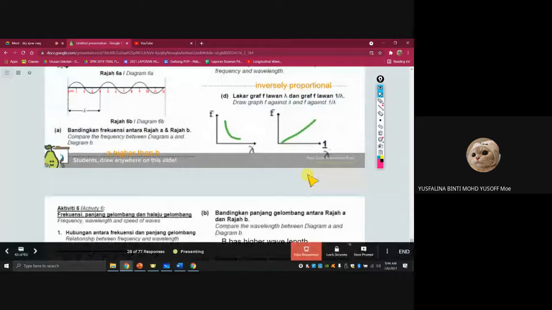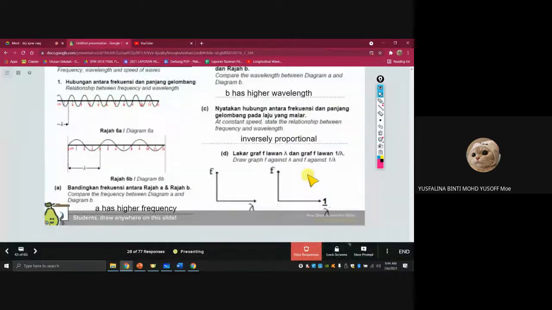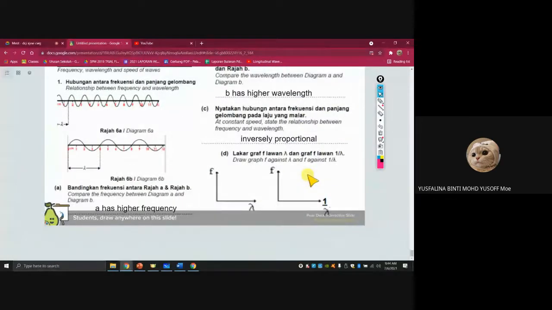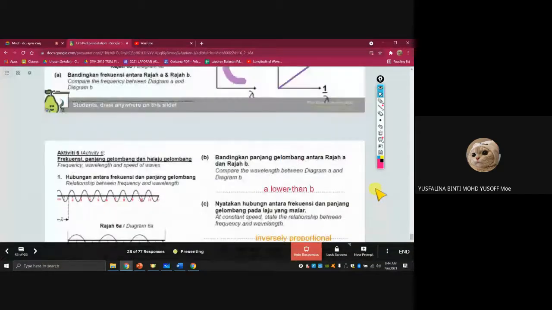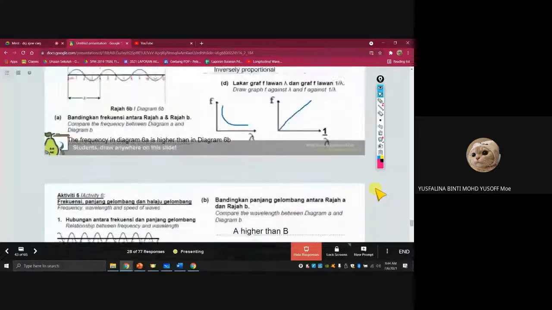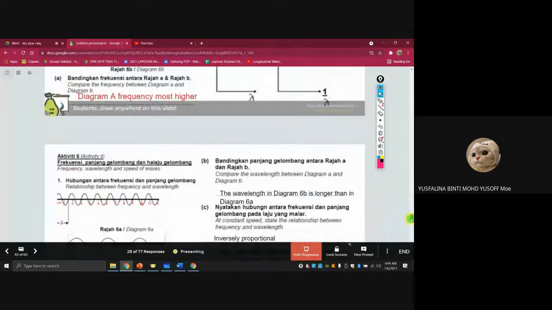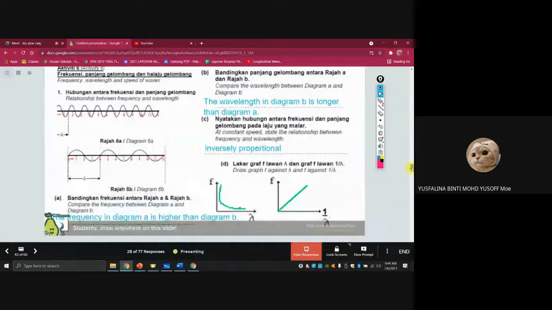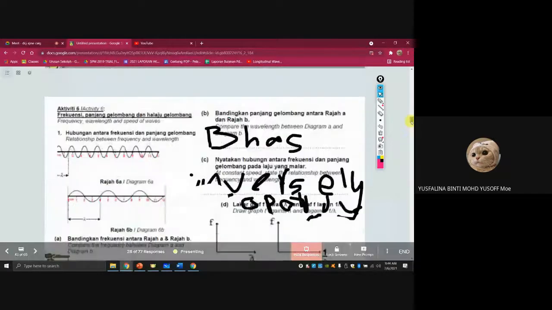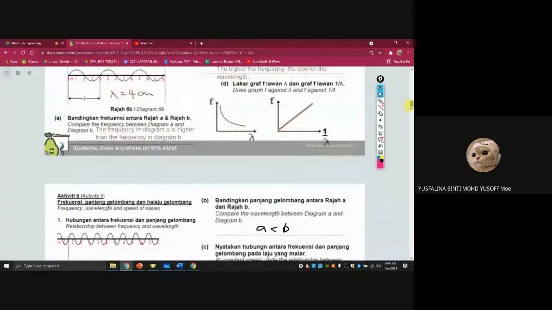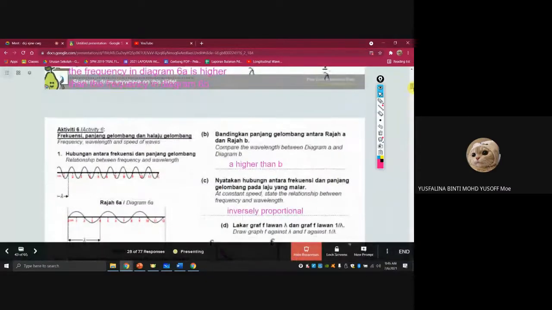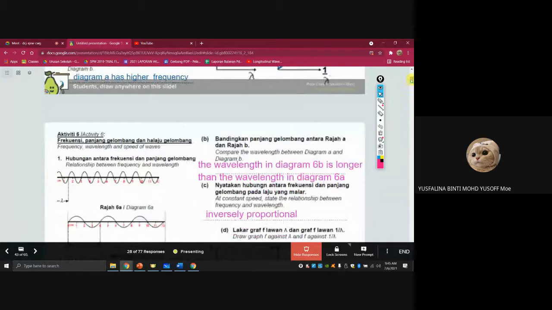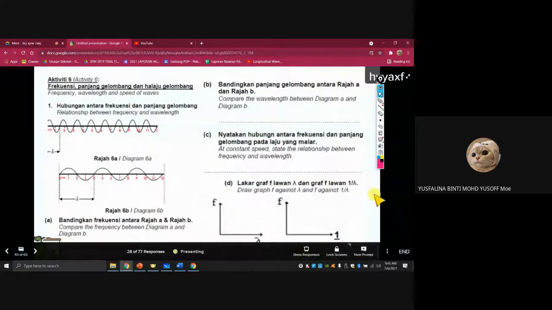A lower than B. Maybe after this we can try to answer the AC question. Very good. So mostly all of you got it correct. So let's check the answer here.